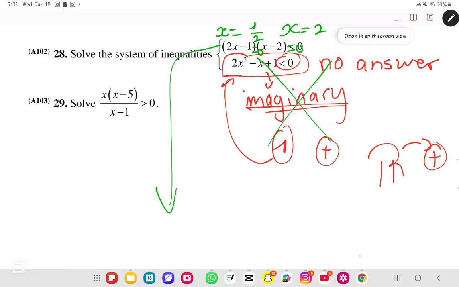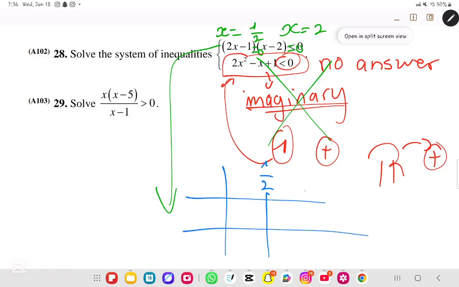Whereas for this one, we will need to do the table of variation. So let's do the table of variation together. So you will take the roots 1 over 2 and 2. You will choose a number less than 1 over 2, for example, -1. A number in between 1 over 2 and 2, for example, 1. And a number greater than 2, for example, 4. Okay, this is x. Now, y? Substitute them in the equation and see, will they give you a positive or a negative answer?